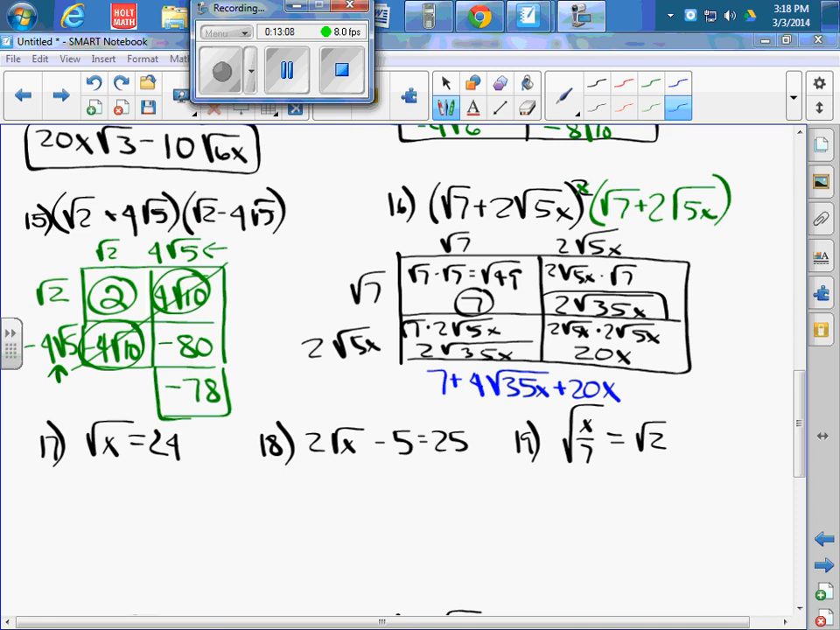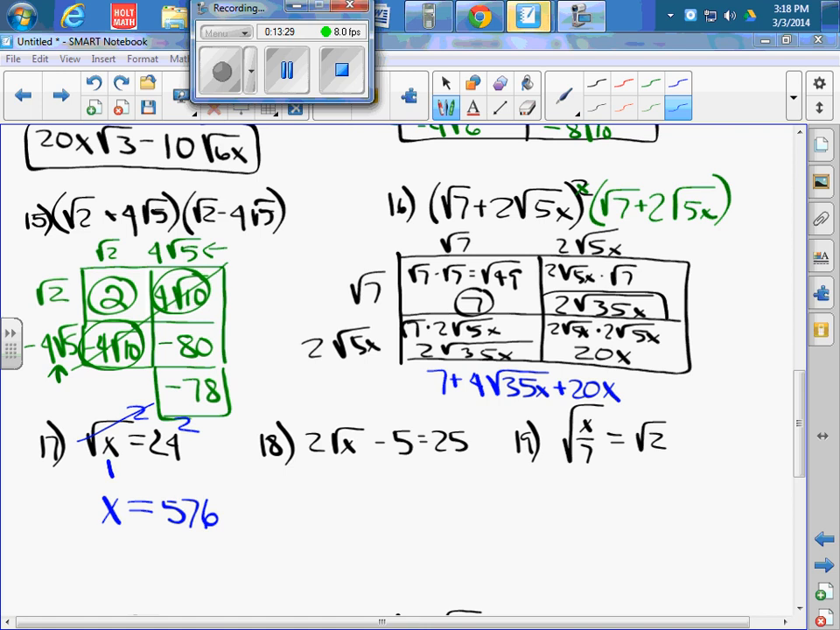Look at number 17. Isolate the radical, then square both sides. Then you can solve the equation. In other words, are there any numbers outside the radical we need to clear away first? No. So square both sides. You get x, because the squared and the square root will cancel each other out. You're left with x is equal to 576.